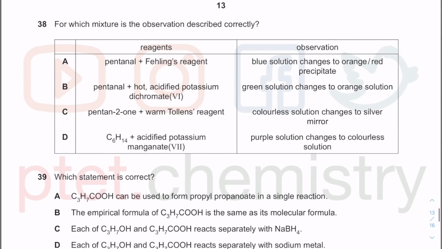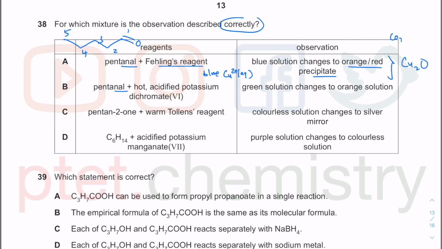Question 38. So we're looking for the observation that is described correctly. So pentanal is aldehyde. So we have pentanal. So 1, 2, 3, 4, and 5. 5 carbon aldehyde. Fehling's reagent is blue in solution. It's got copper 2 plus aqueous, of course, among other things, not just aqueous copper 2 plus. You will get orange red precipitate, your test for reducing sugar. Copper 1 oxide. It is copper plus 1 oxidation number. So A is already correct. I'm pretty sure A is already the answer there.